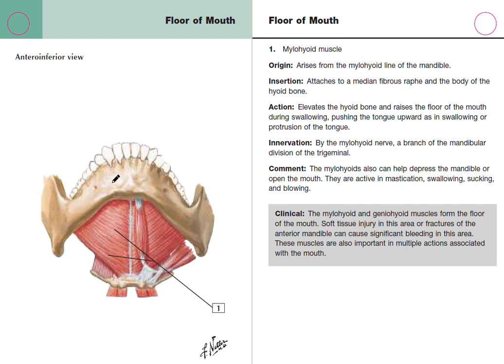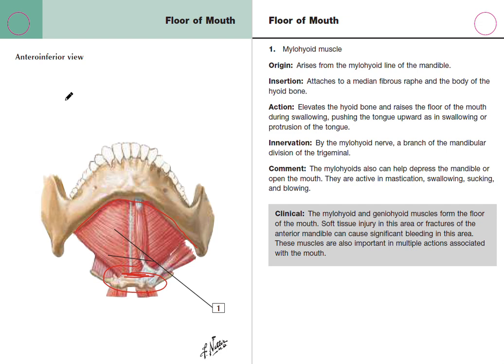We now move into the floor of the mouth. In this antero-inferior view, we can see clearly the mylohyoid muscle. Origin, the mylohyoid arises from the mylohyoid line of the mandible, and it inserts into a median fibrous raphe and the body of the hyoid bone over here, posteriorly. The mylohyoid elevates the hyoid bone over here and raises the floor of the mouth during swallowing, pushing the tongue upward as in swallowing or protrusion of the tongue.